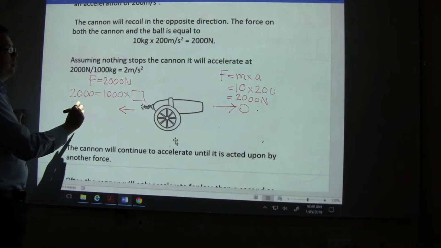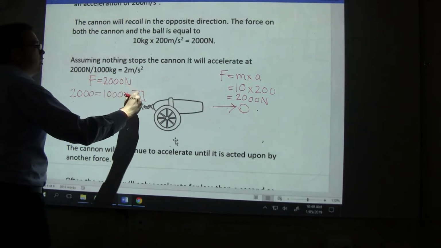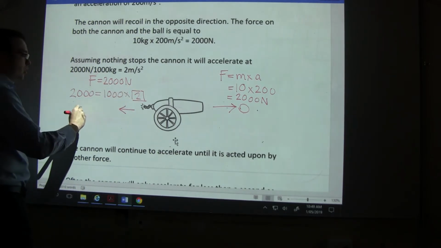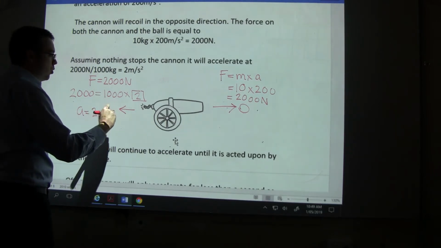What number needs to go in there for that equation to be true? Anyone else? 4. No, you had it. I just want to say it louder. 2. Thank you. Okay, 2. So the acceleration of the cannon is 2 meters per second squared.